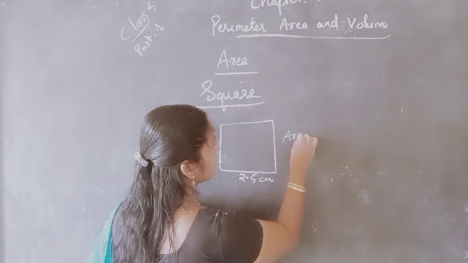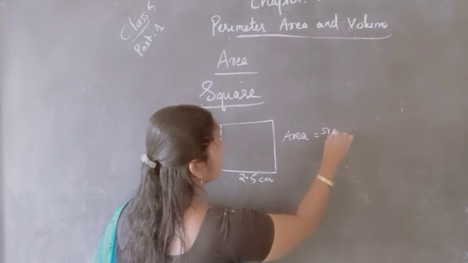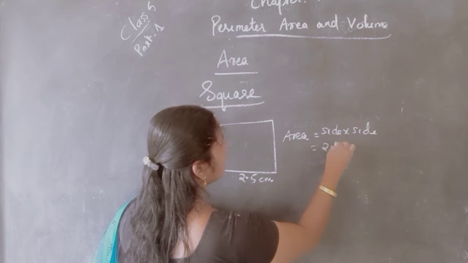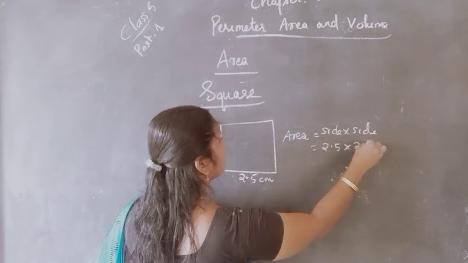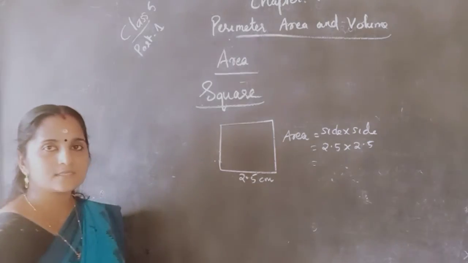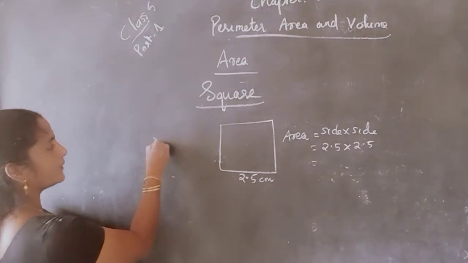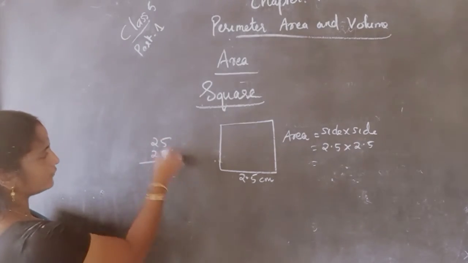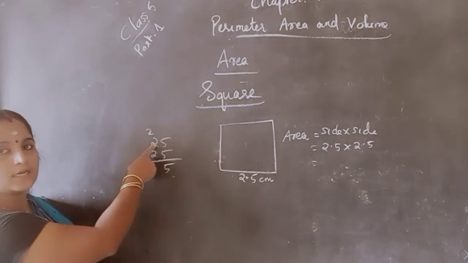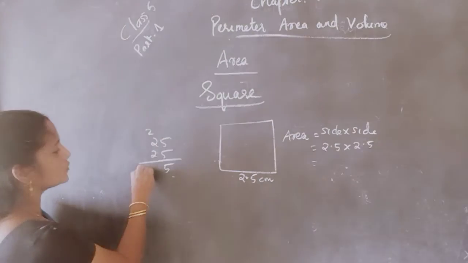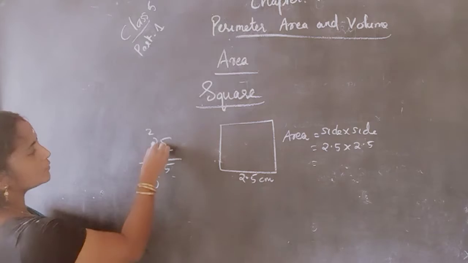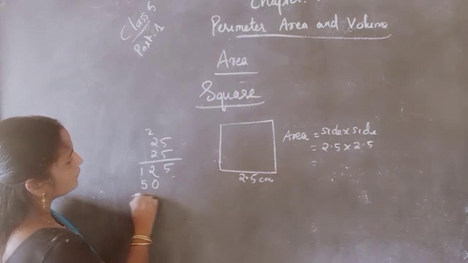Area is equal to, what's the equation? Side into side, that is 2.5 into 2.5. Consider it as normal numbers multiplied, 25 into 25. 5 5s are 25, carrying 2. 5 2s are 10, 10 plus 2, 12. Then 5 2s are 10, carrying 1. 2 2s are 4, plus 1, 5.